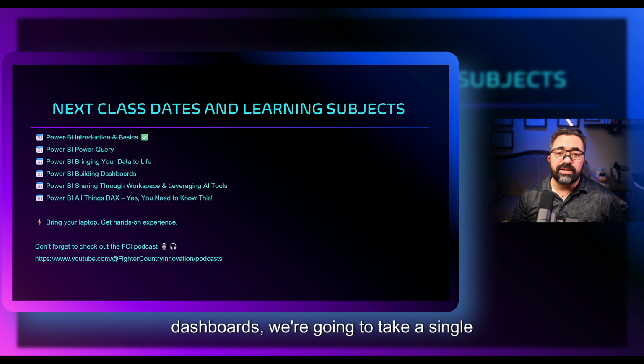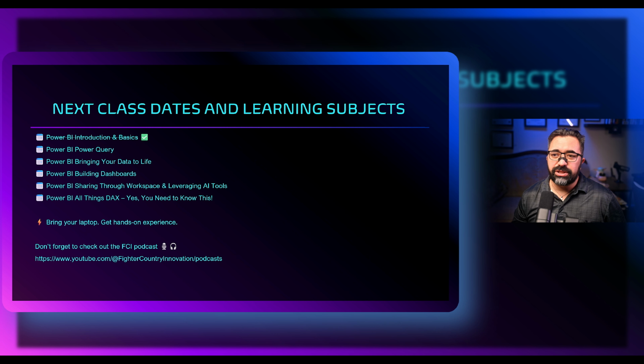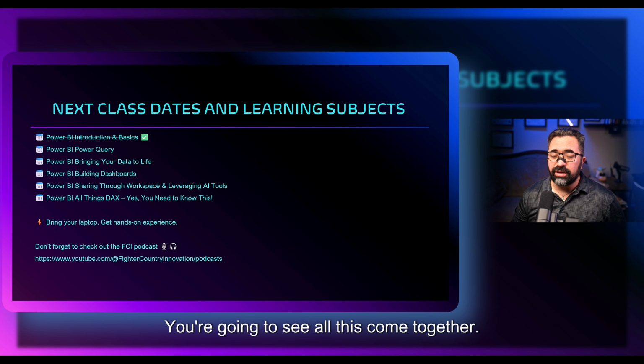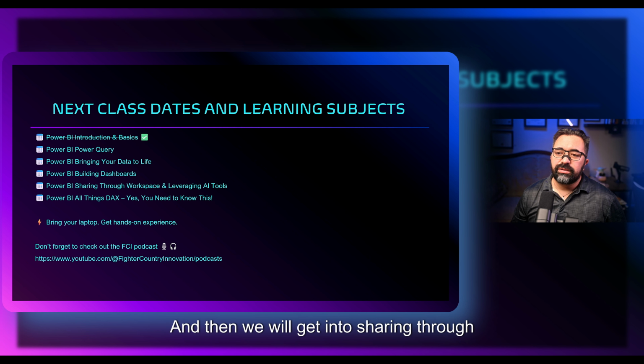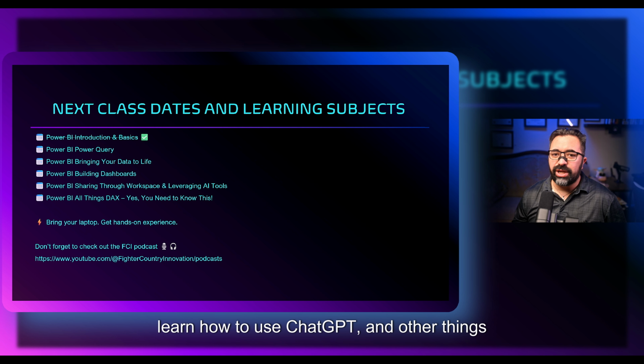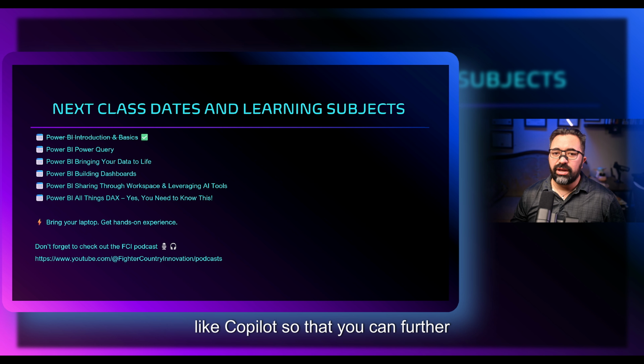We're going to take a single data set and create a dashboard together from start to finish. From the Power Query to data cleanup, to bringing your data to life, to building the dashboards. You're going to see all this come together. And the things that you're going to learn along the way will help you build your own products in your workplace. And then we will get into sharing through workspaces and leveraging AI tools. Learn how to use Nipper GPT, learn how to use Chat GPT and other things like Copilot, so that you can further enhance your learning and accelerate the development of your products.